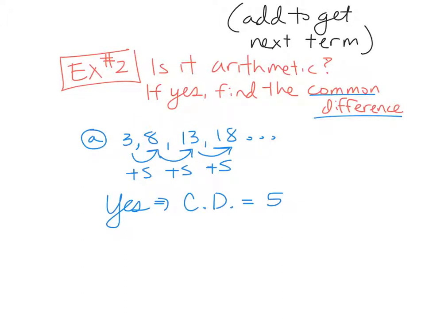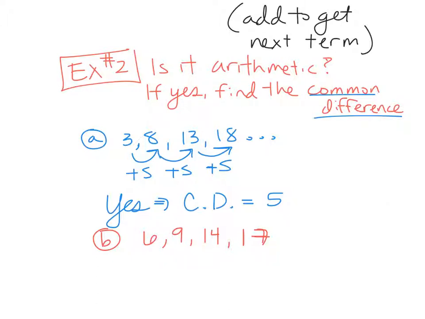How about this one? Let's say I give you this set of numbers, 6, 9, 14, 17.